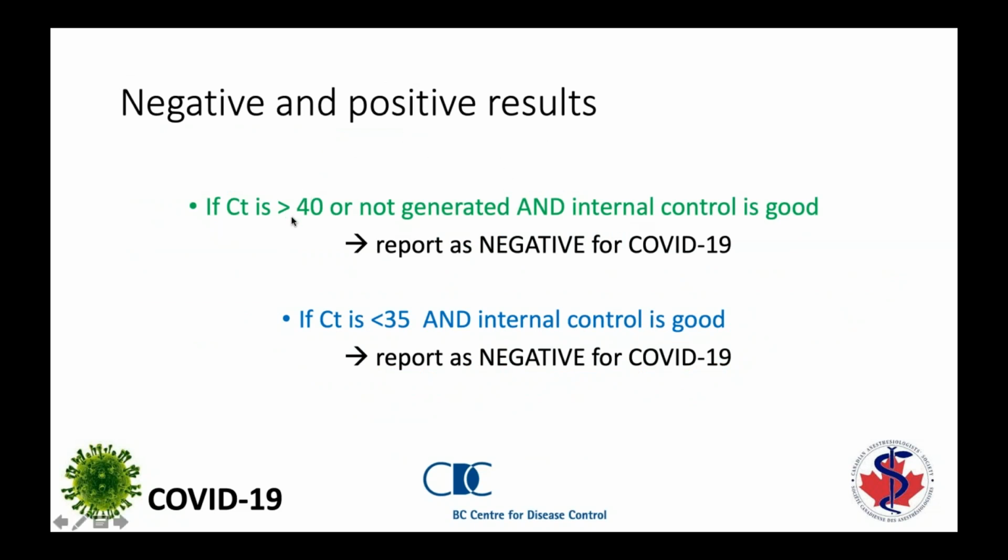So again, if the CT, the point at which the curve reaches the threshold, is greater than 40 and the internal control is good, we report that as a negative result for COVID-19. If the CT is less than 35, and remember the inverse correlation between CT value and viral load, and the internal control is good, we report this as positive. That's a typo on my part. This is reported as positive for COVID-19.